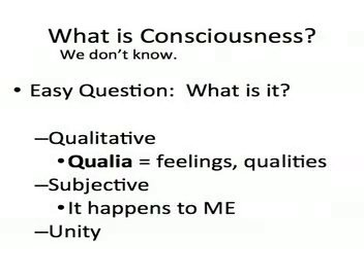So first we can tackle what we call the easy question, just describing what consciousness is, what kind of properties it has. And we can say that it has three properties. It's qualitative. That means it has a whatness or a way of being. It has feelings and qualities like it feels good or it feels bad. We remember things, we visualize things.